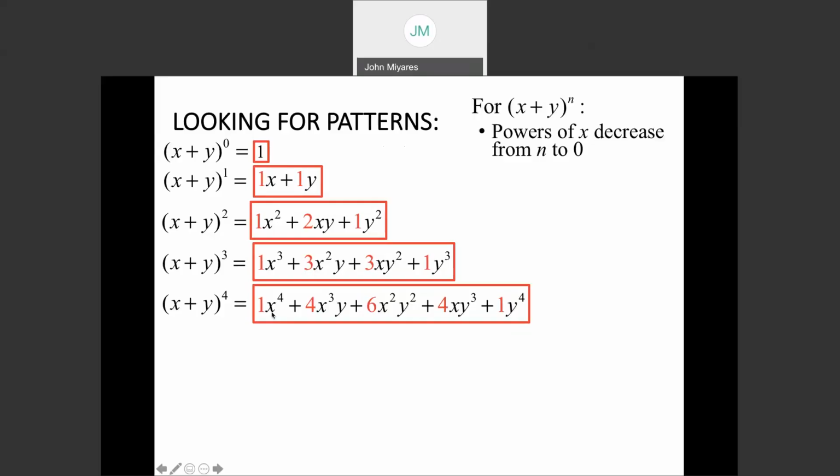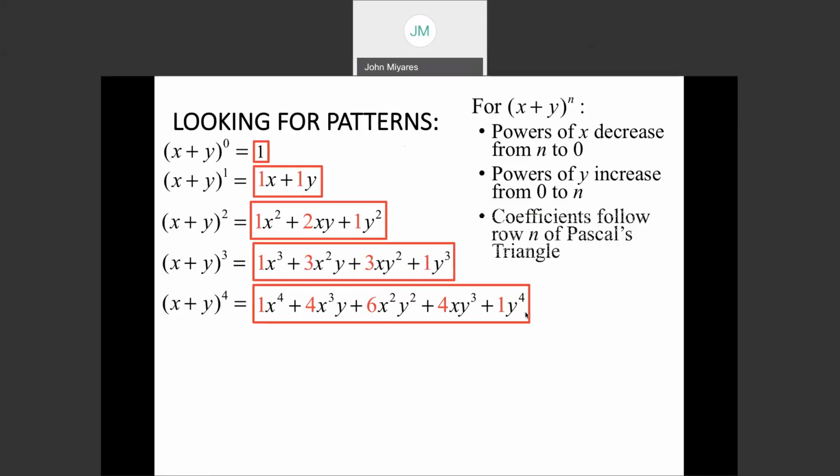So for example, in (x + y)^4, it starts with x to the fourth, then x to the third, x to the second, x to the first, and then x to the nothing. For the y's, we don't have any y's in the first term, which could be looked at as y to the 0 power, and then the successive powers of y increase until we get y to the nth power. So we have y to the 0, y to the first, y to the second, y to the third, and y to the fourth.